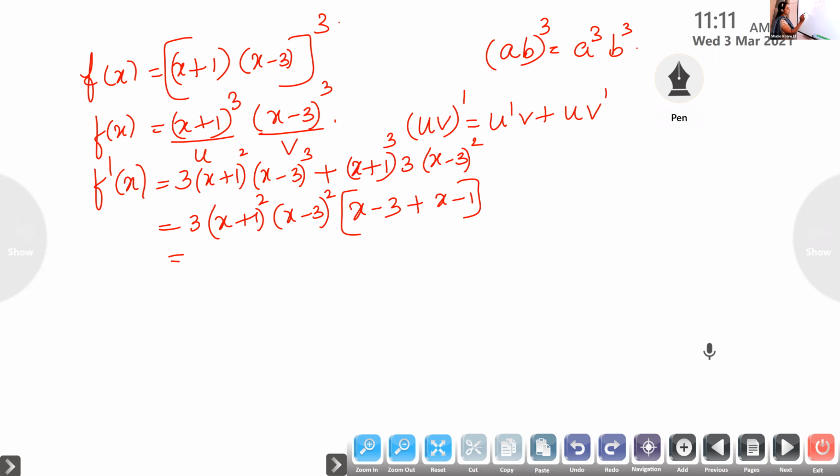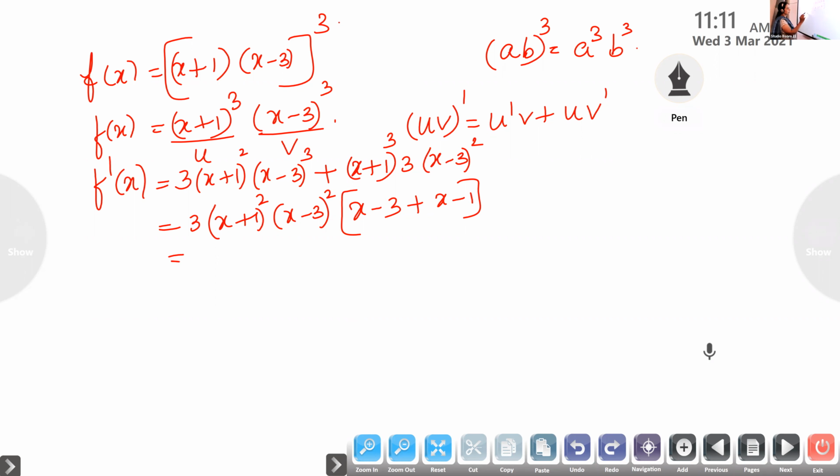That is 3 into x plus 1 the whole square into x minus 3 into, from these two terms we can take 2 outside. So 2 into x minus 2. So which is 6 into x plus 1 into x minus 3 into x minus 2. So which is f dash of x.